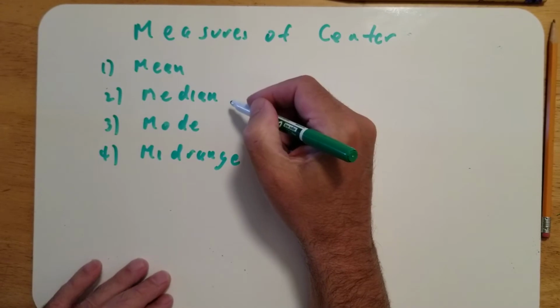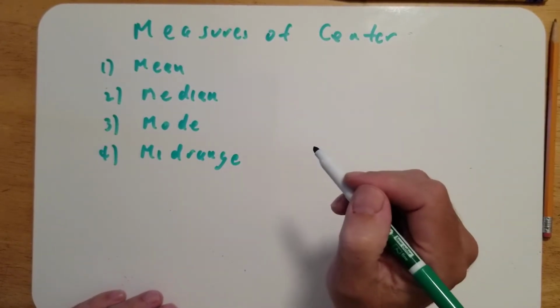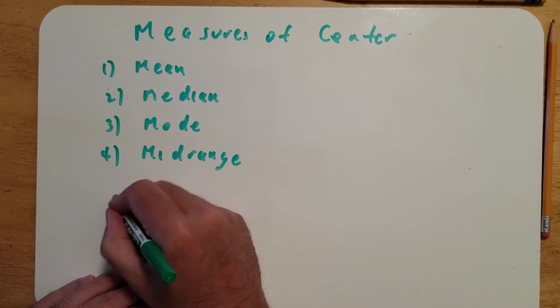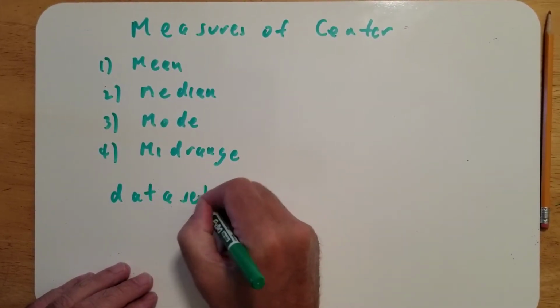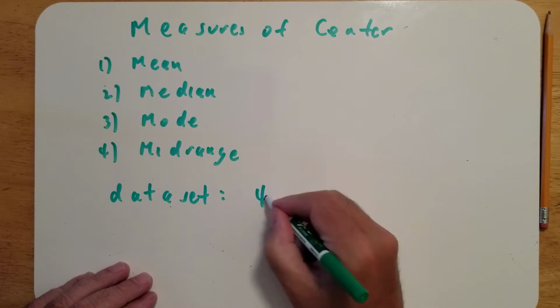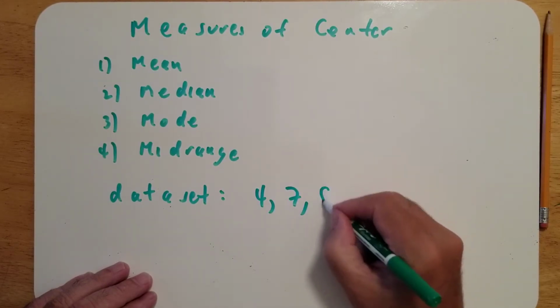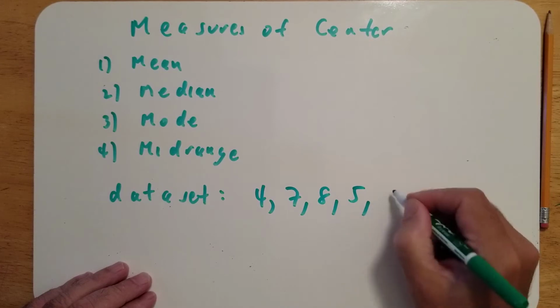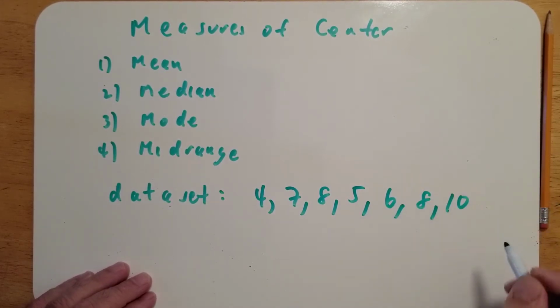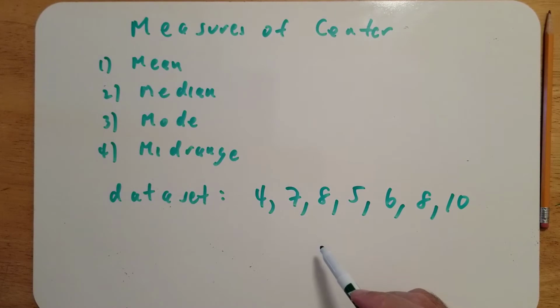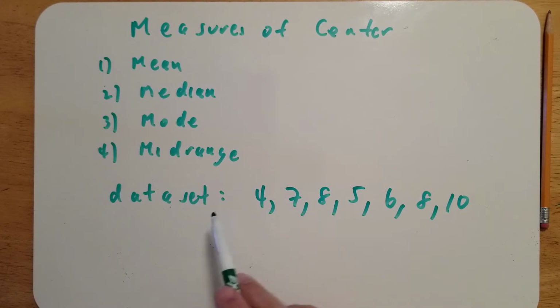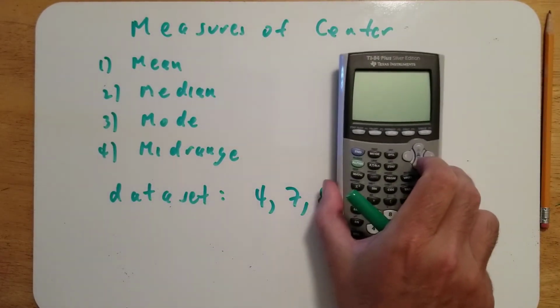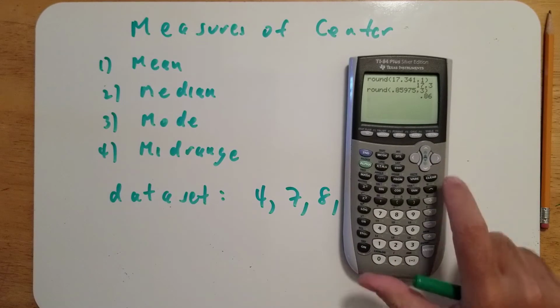The first two we're going to do on the calculator, but the other two we won't be able to do on the calculator. So here's the data set. I just made up some numbers: 4, 7, 8, 5, 6, 8, 10. You can calculate the mean by adding them up and dividing by the number of numbers, and you can calculate the median by arranging them in order and picking the one in the middle. But the calculator can do these things for you, and I wanted to show how to do this on the calculator.